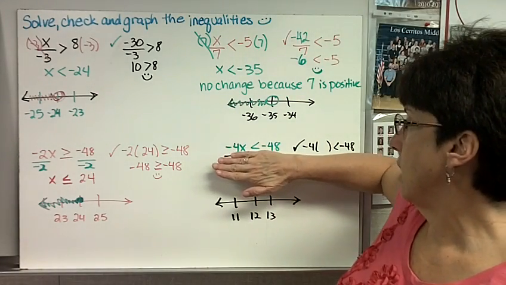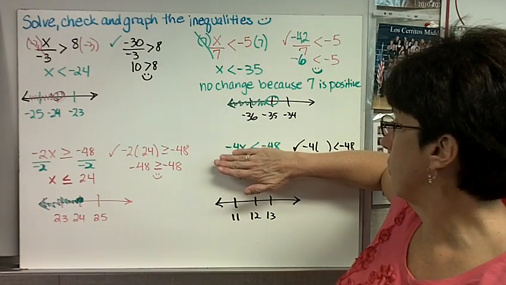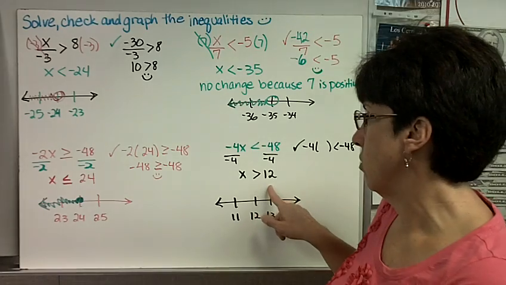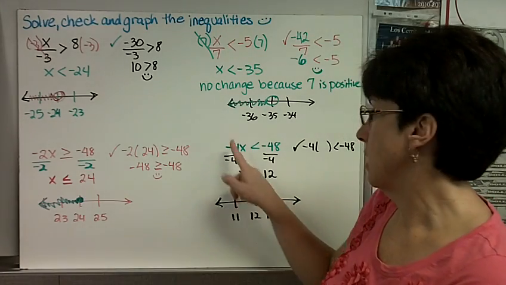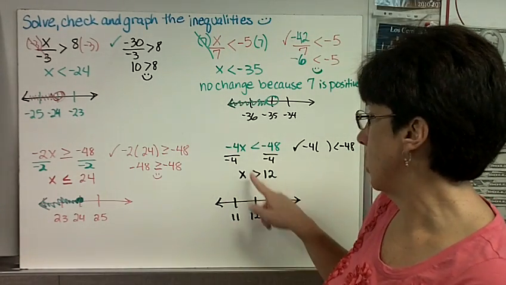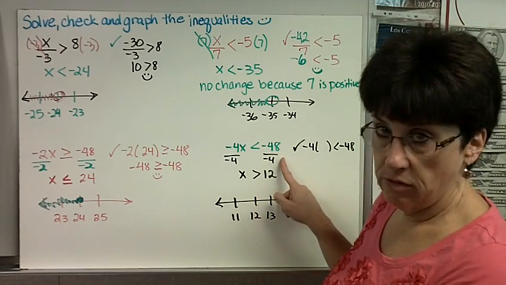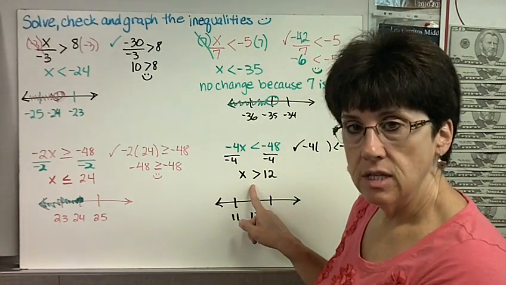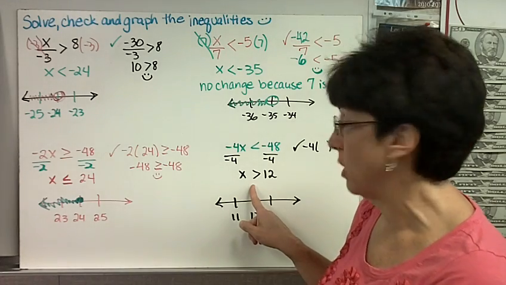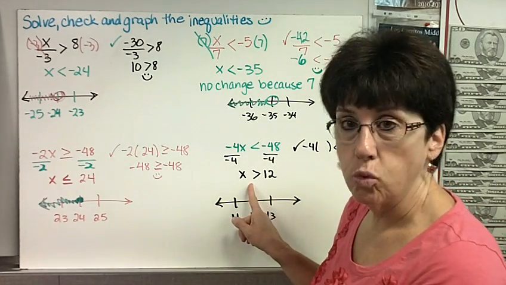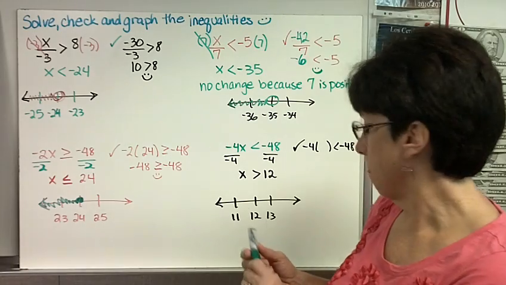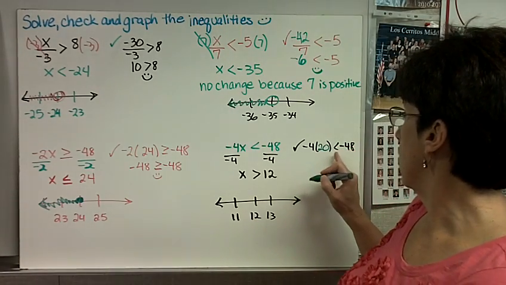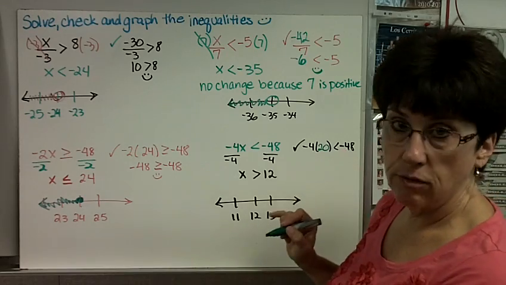Negative 4 times x is less than negative 48. Divide both sides by negative 4, and I get x is greater than 12. Because negative divided by negative is positive, change the direction of my inequality. Let's check this. Because it says x is greater than 12, I need to pick a number greater than 12. How about if I pick 20, because that's easy to multiply by. So I'm going to say negative 4 times 20 is less than negative 48.